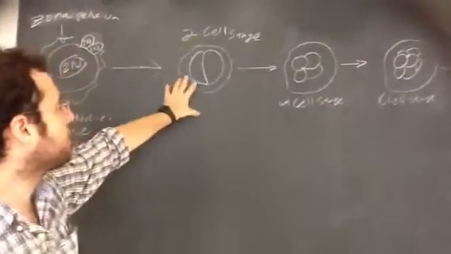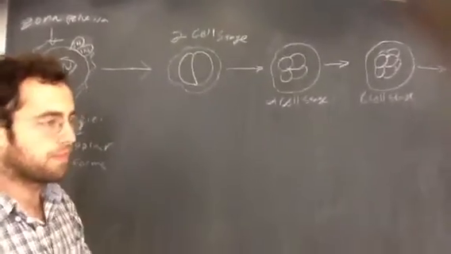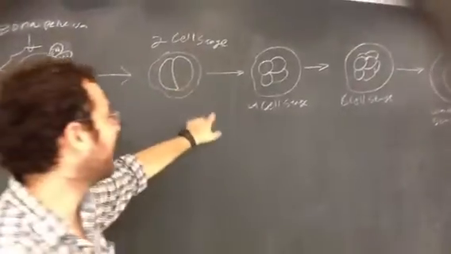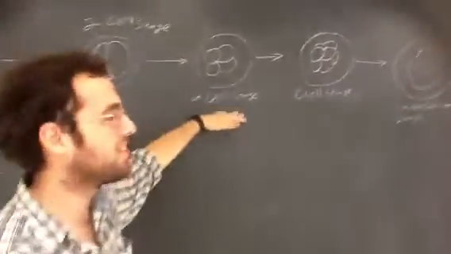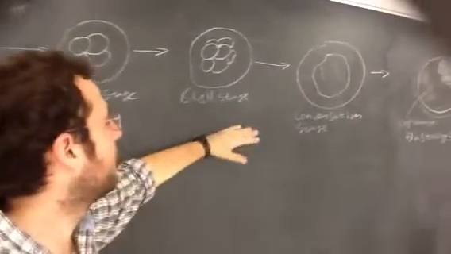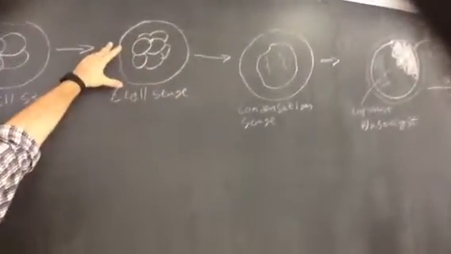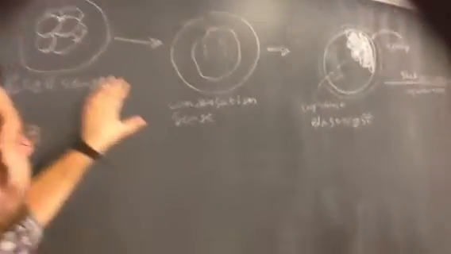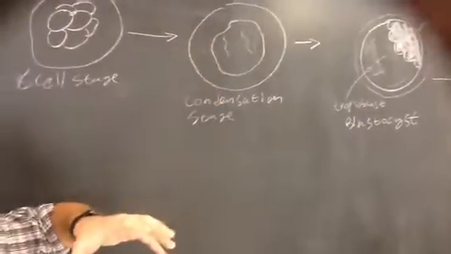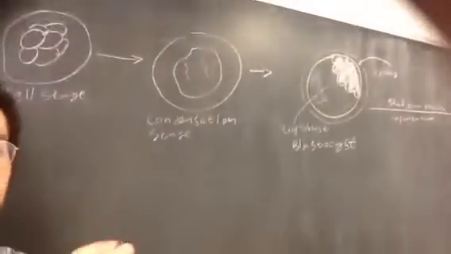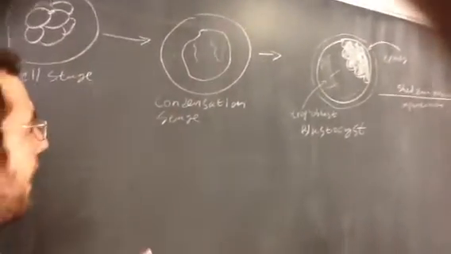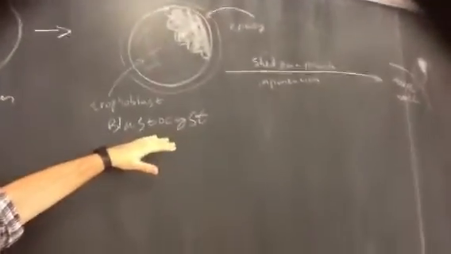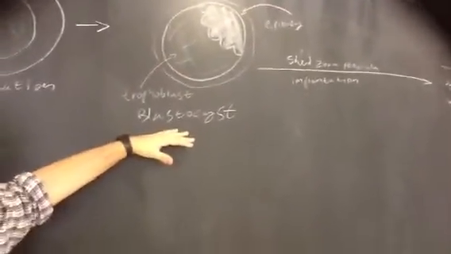Then they separate into two cells, and then those two cells become 4 cells. Those 4 cells become 8 cells. Then at the 8 cell stage, it goes into a condensation stage, and those 8 cells kind of become one undefined mass. The next stage is when it becomes a blastocyst.